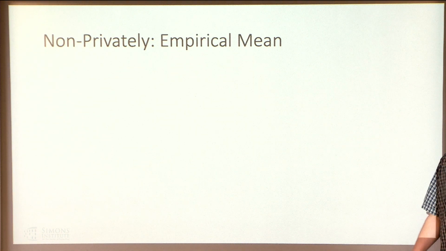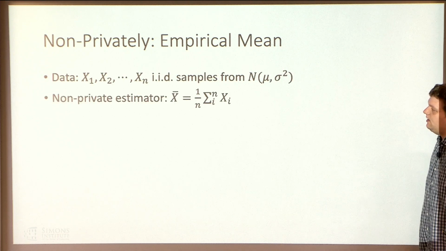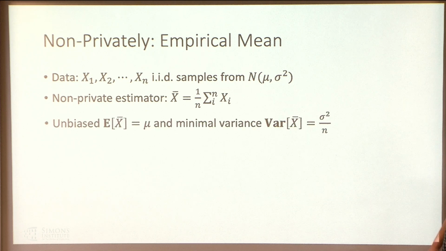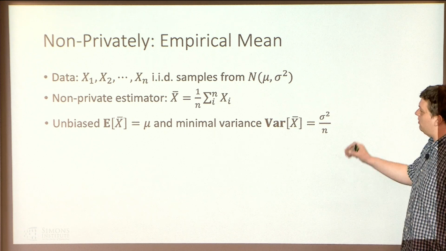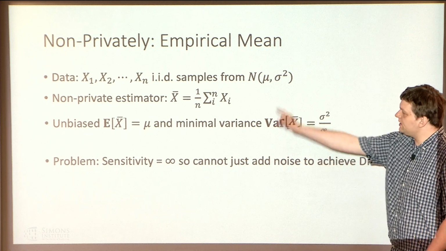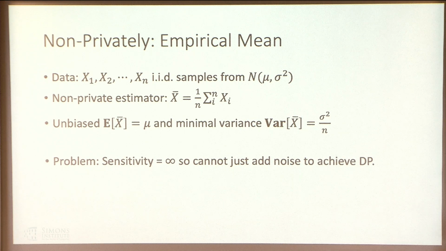Okay, so how do we do Gaussian mean estimation non-privately? That's a pretty standard thing. You have your data, and your non-private estimator is just the empirical mean, the average of the samples that you've been given. This is unbiased, so in expectation it gets you exactly what you want. And it has minimal variance, so that means it matches the Cramer-Rao lower bound. So the problem with trying to just adapt this to the private setting is that it has infinite sensitivity, right? If you take one of these samples off to infinity, then the entire estimator will go off to infinity. So we just can't add noise and automatically get differential privacy.